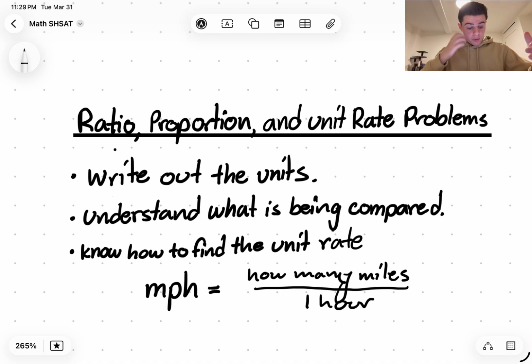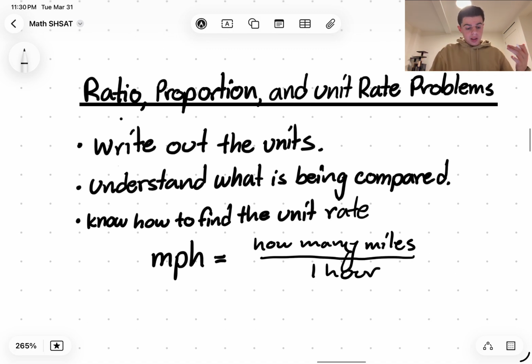My second key point for you guys is to actually understand what is being compared, because ratios, proportions, and unit rates are all just essentially comparisons of different quantities. When you're approaching these problems, you need to know how to set up comparisons and proportions to be able to isolate and find the missing values. You just need to know what units you're comparing to what and what you're ultimately trying to find, because that is actually how you set up and solve these problems.